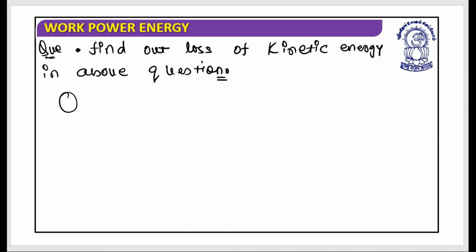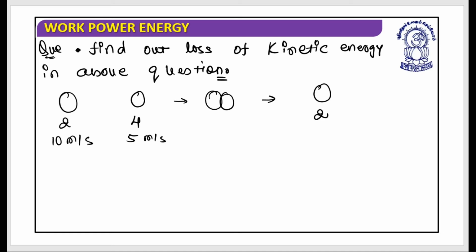The data says this was 2 kg moving with 10 meter per second. This was 4 kg moving with 5 meter per second. They are going to collide somewhere, and after that this was 2 kg, and v1 was 5 meter per second, that we have found. And this was 4 kg, and the 4 kg was moving with 7.5, that is 15 by 2 meter per second. Yes, so that is the case. Now what they want is the loss.